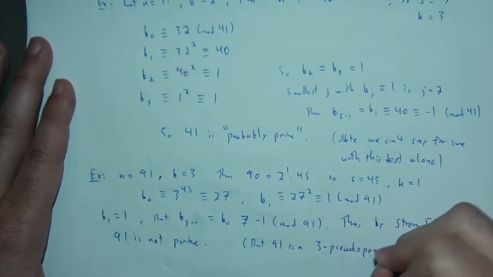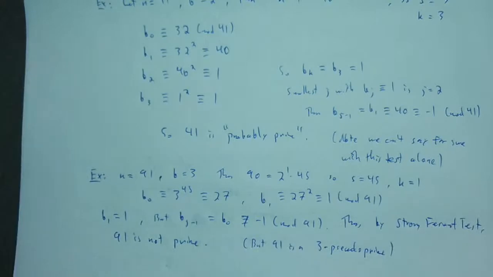Okay, and so the important bit to get out of this example is that if we had chosen b to be 3 and n to be 91 for the usual Fermat test, well, 91 is a 3 pseudoprime, so we would have gotten that b^90 is congruent to 1 mod 91, and we'd say, oh, well, okay, 91 is at least a 3 pseudoprime, so I would have to check another base.